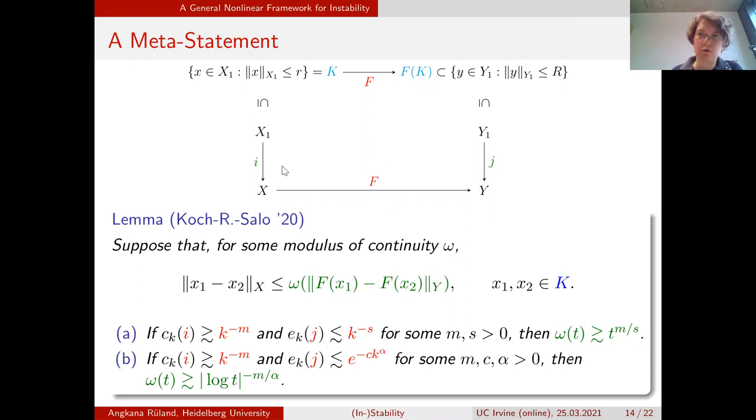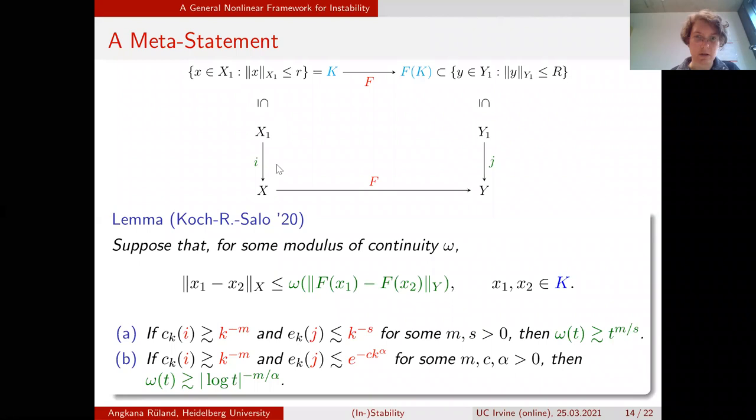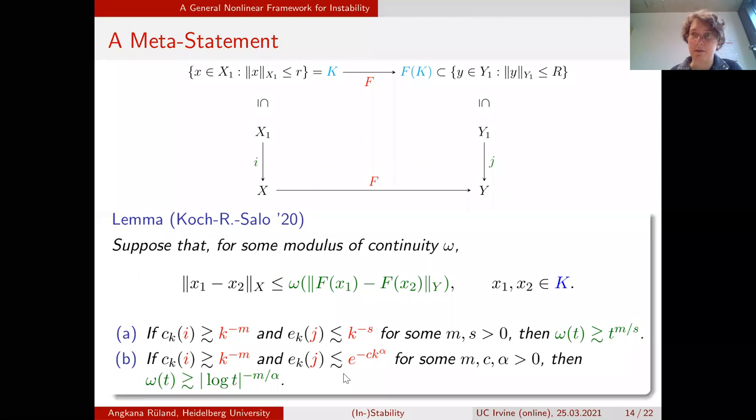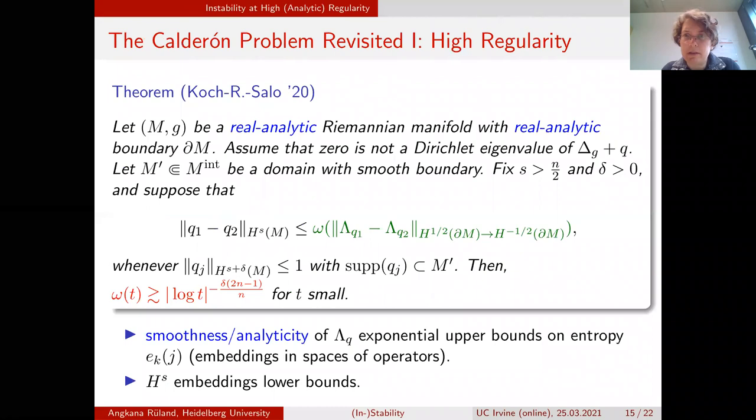So these are in a sense very well known in the literature on functional analysis. While these things here are very model specific, and we want to understand the mechanisms giving rise to, let's say, polynomial and thus Hölder type bounds for the stability, while we also want to understand when there is really exponential instability.